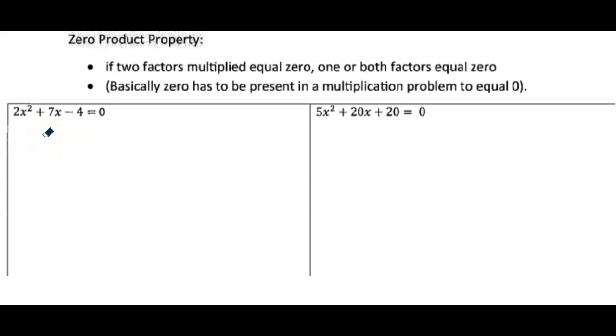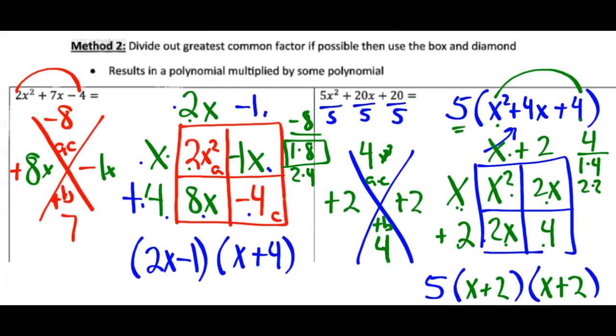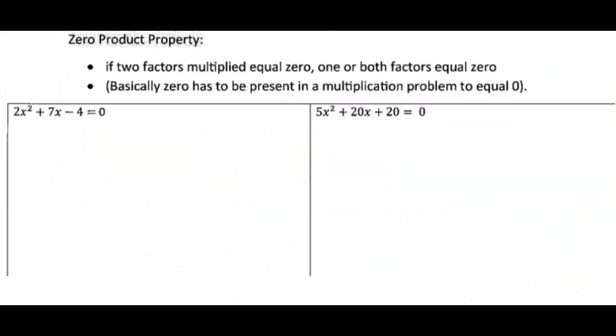Oh, but wait, doesn't that look exactly like our first problem that we just did? And by the way, this first problem is the one under the hole. I wish I would have noticed that and told you that. But 2x squared plus 7x minus 4, what was our answer? 2x minus 1 times x plus 4. So we don't need to redo that. We're just going to start there.